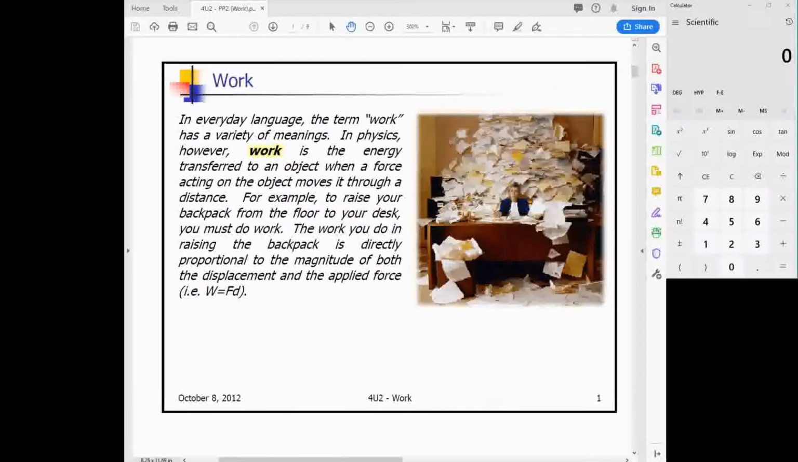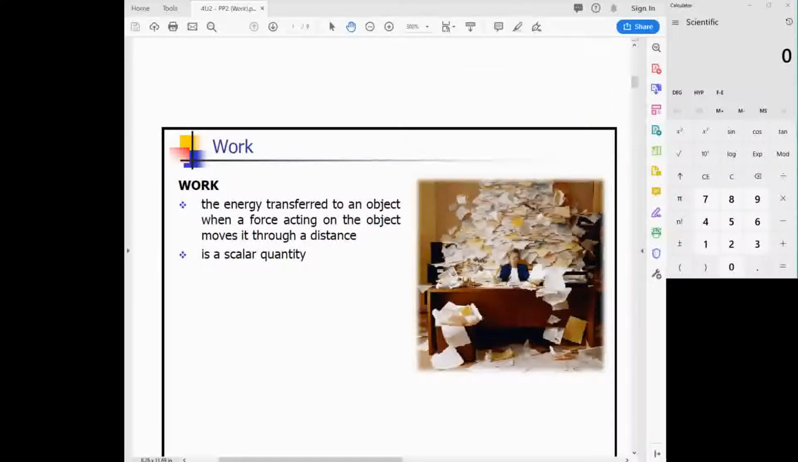Now, when we talk about work in physics, it's a little bit different than the work that we talk about in our everyday lives. Work in physics is when we transfer energy to an object. So lifting something up off the ground, that's a transfer of energy. Pushing something and having it move, that's a transfer of energy. So that's the work we're talking about in physics.